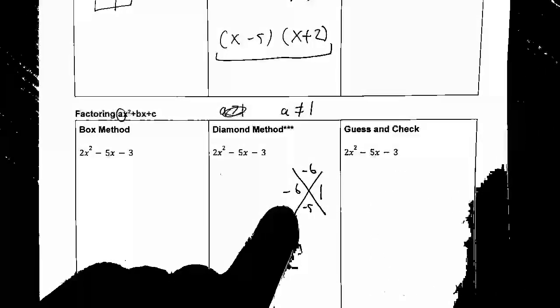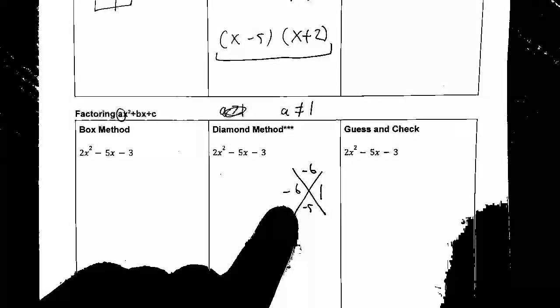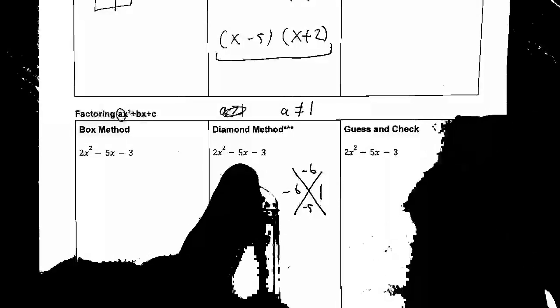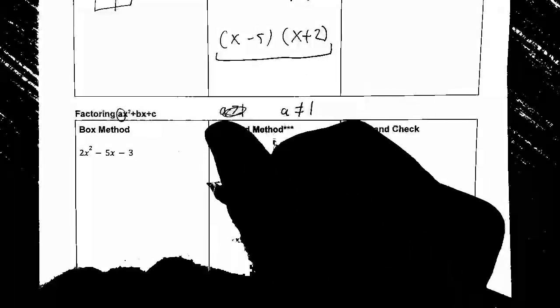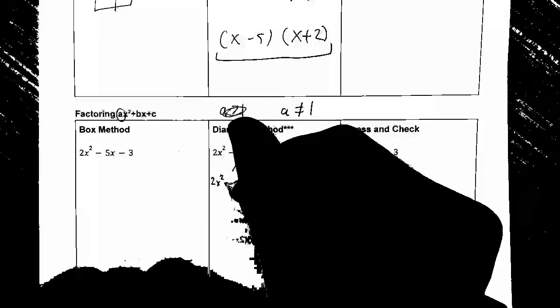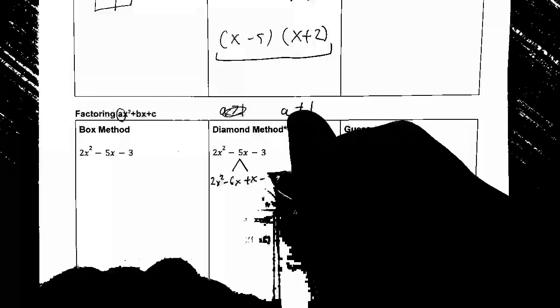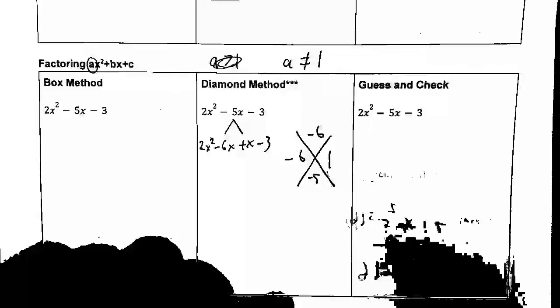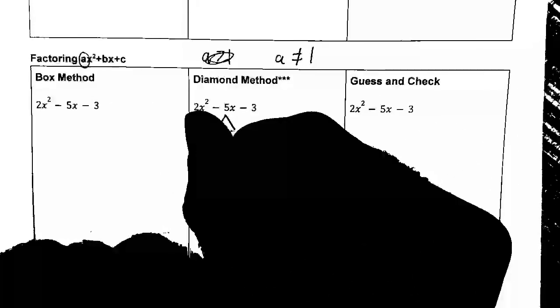No. No. You have to do more. That is such a common mistake. Okay? 100% fail. What do we do here? We split this into 2x squared minus 6x plus x minus 3, right? Then we take out the greatest common factor of each side. So we're going to take out 2x from the left.